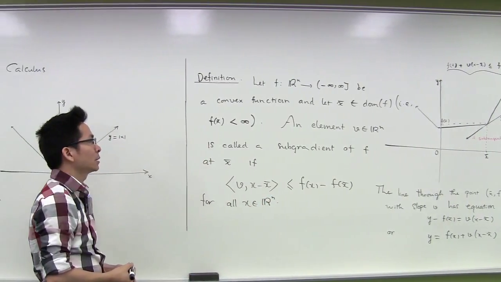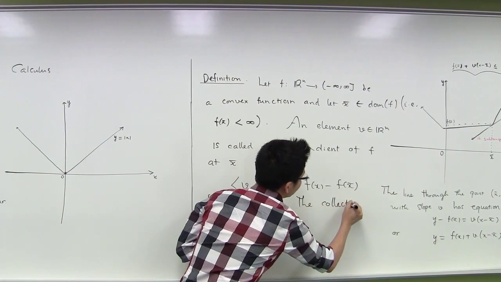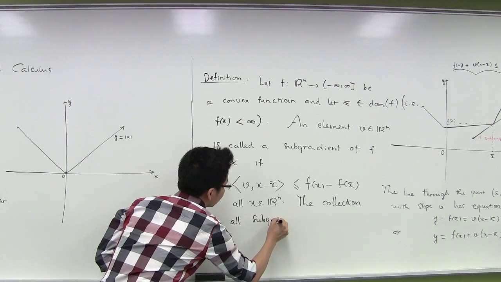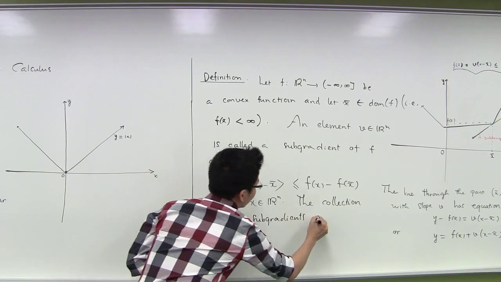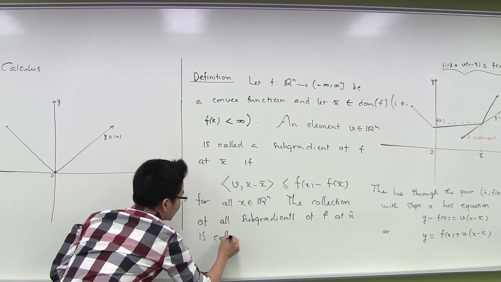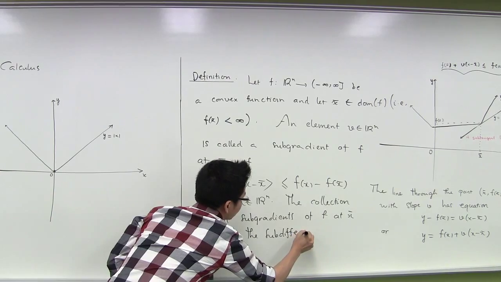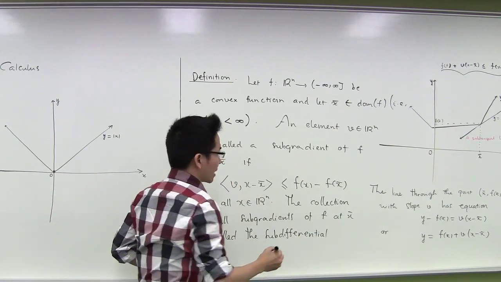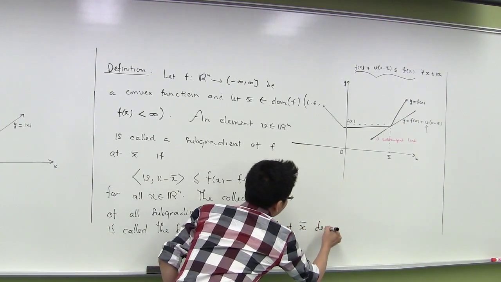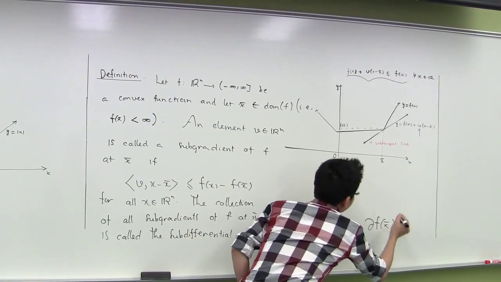And the collection of all subgradients of f at x bar is called the subdifferential of f at x bar, denoted by partial f of x bar.